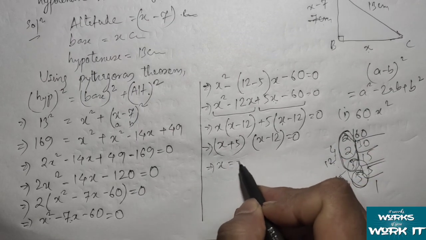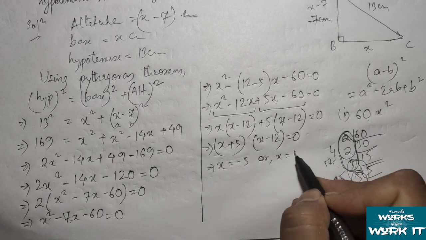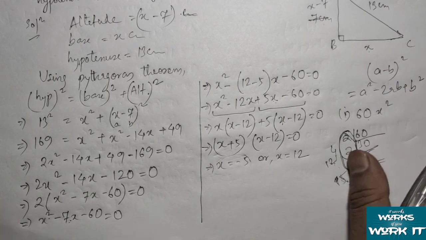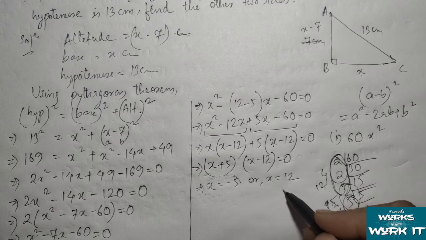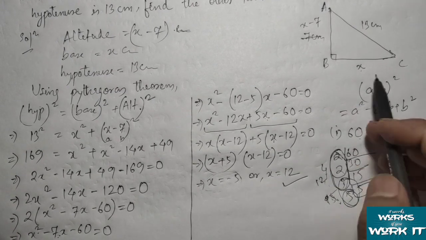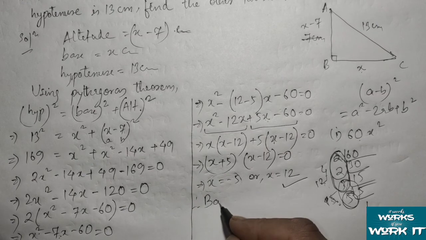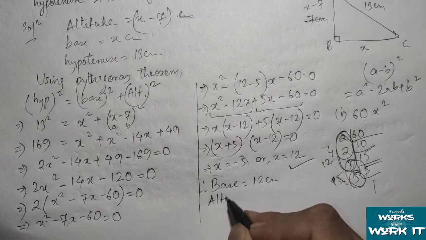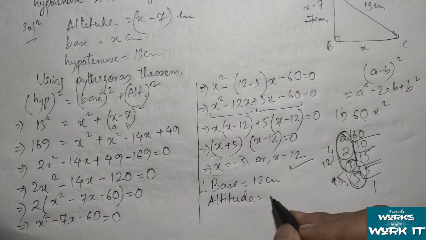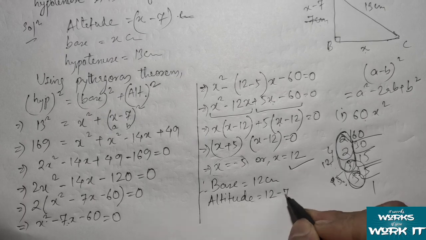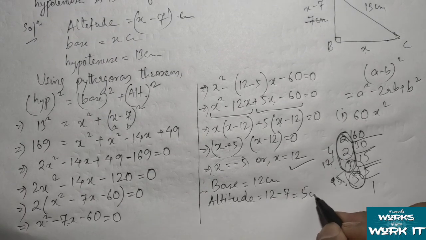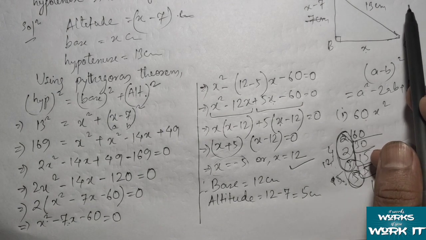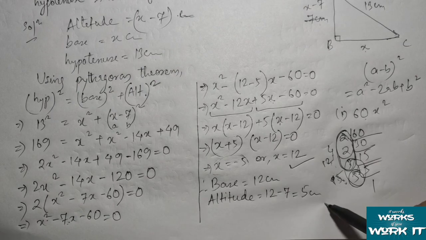So what are we getting? x equal to minus 5 or x equal to 12. So this is coming negative here. So length cannot be measured in negative numbers. Okay, so we will take x equal to 12 as our base. Therefore base will be how much? 12 centimeter. Then what was the altitude? x minus 7 it was. So 12 minus 7, how much is it? 5 centimeter. Okay, and hypotenuse already given, it is 13 centimeter. So this is the solution of question number 5.